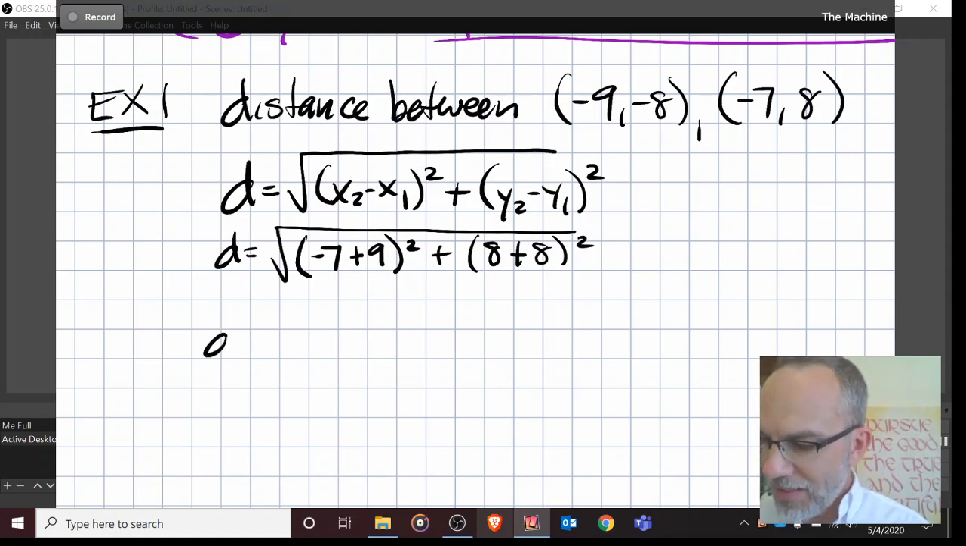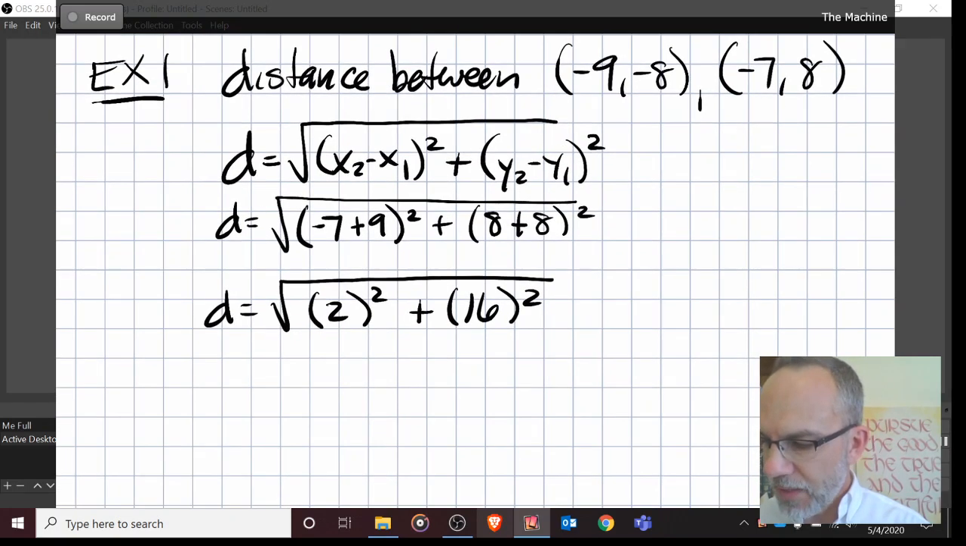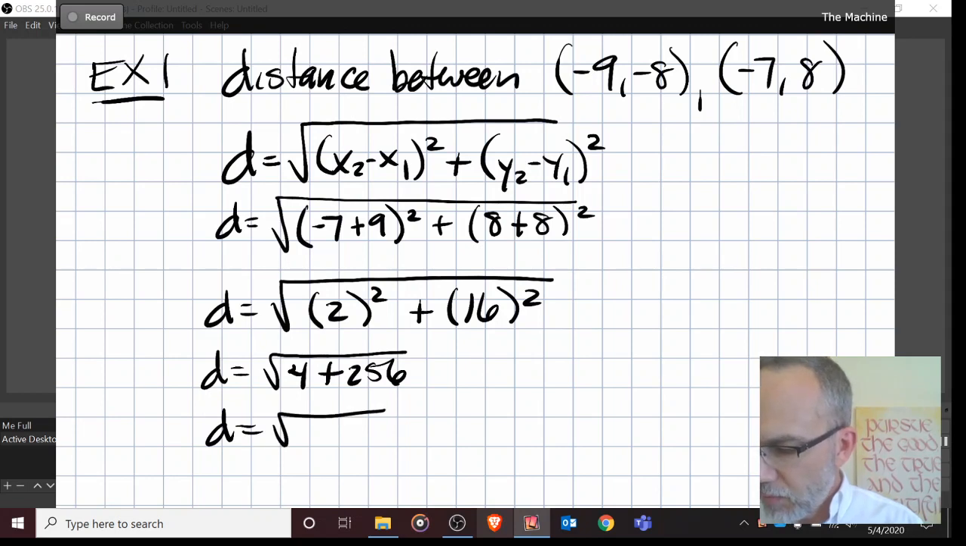Okay, so now distance is equal to the square root of -7 plus 9 squared. Isn't that going to be then 2 squared plus 16 squared? Okay, so distance is now equal to the square root of 4 plus, oh my goodness, I'm embarrassed, I don't know what 16 squared is. 15 squared is 225, 16 squared, 256. So distance is now equal to the square root of 260.